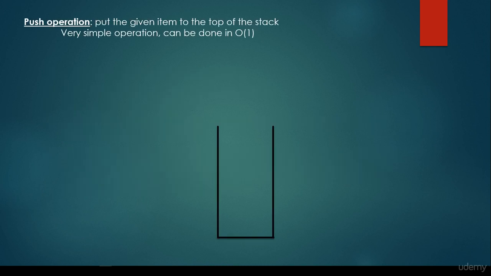So for example, we have this push operation. We put the given item on the top of the stack. It is a very simple operation. It can be done in order 1, so constant time complexity.